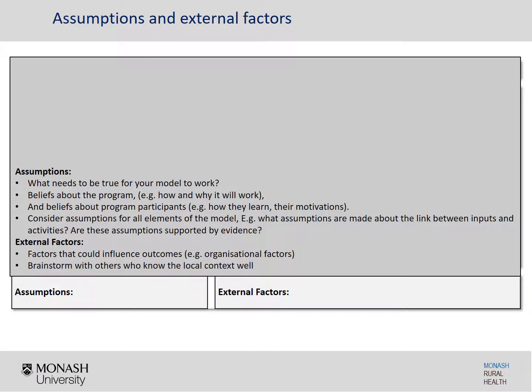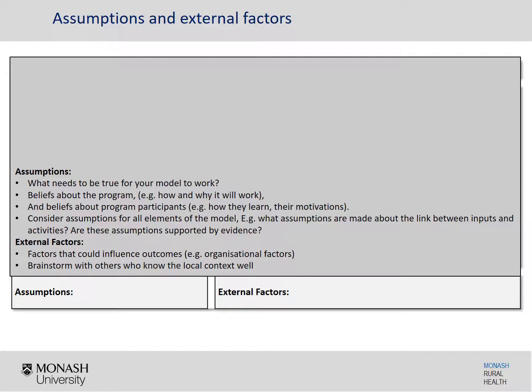Assumptions are very important. They need to be clear and checked because they can prevent a program from achieving its intended outcomes. And they generally include beliefs about the program, such as how and why it will work, and also about the program participants, so how people will learn, how they behave, and their motivations. And they're the things or the conditions that need to be in place for the model to work. And they can be as simple as things like assuming that people will turn up to our program, the program will be accessible. To identify assumptions it is actually good to brainstorm with others because they'll have different beliefs and experiences and knowledge about the problem and how to address it.